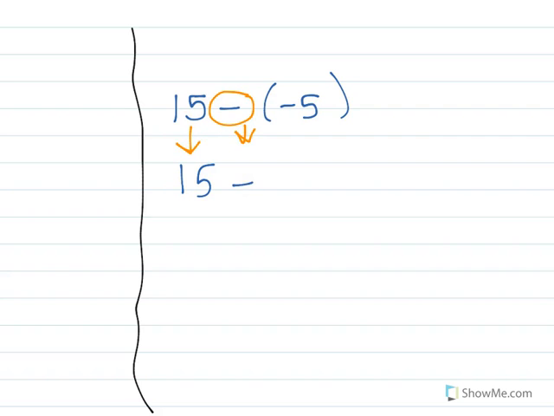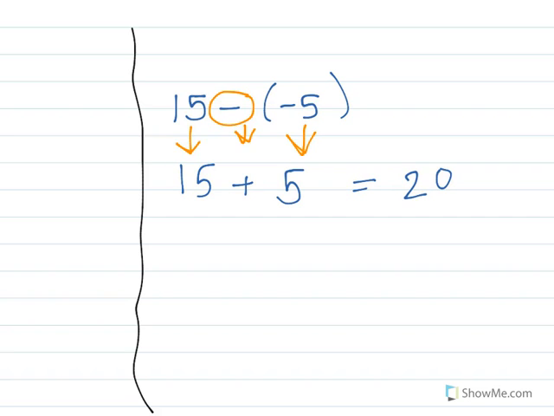Okay, let's look at another example here. Let's do 15 minus negative 5. Following our keep, change, change process, we keep the first number. So we're going to keep the 15. It just comes straight down. Now we need to change the minus sign to a plus. And then we change the negative 5 to a positive 5. And then you just perform the operation. 15 plus 5 is 20.